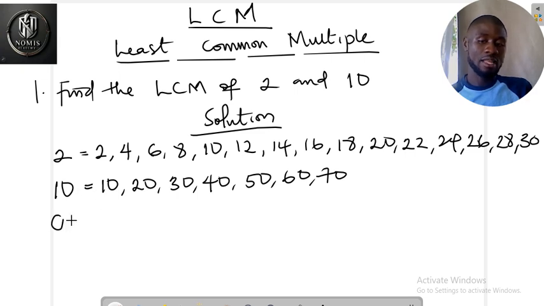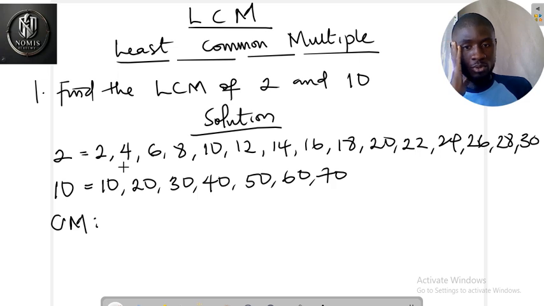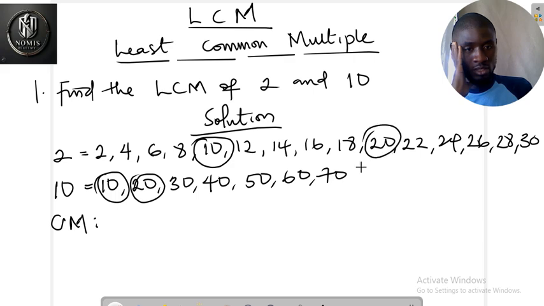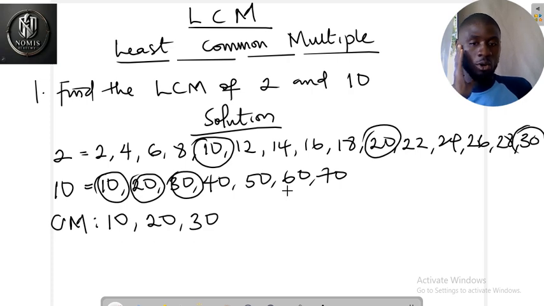Now what is next is the CM. The CM is common multiple. Common multiples are multiples that appear here and at the same time appear at this other number. Now let's find the common multiples. 2 is not common, 4 is not common, 6 is not common, 8 is not common, 10 is common. So we pick 10. The next is 20. 20 is a common multiple, and the next is 30. So we just found that 10, 20, 30 are common multiples.